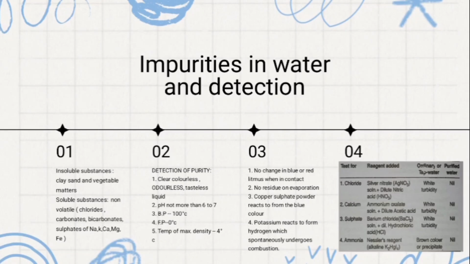For identification of sulfate ions, barium chloride solution and dilute hydrochloric acid are added, and if there is any white turbidity, then sulfate ions are present in the given sample of water. For the identification of ammonia, Nessler's reagent, that is alkaline K2HgI4, is added to the given sample, and if there is any brown color or brown precipitate, then ammonia is present in the given sample of water.